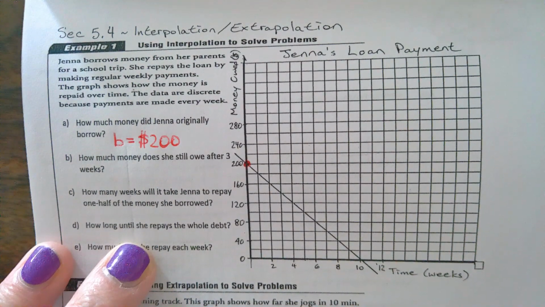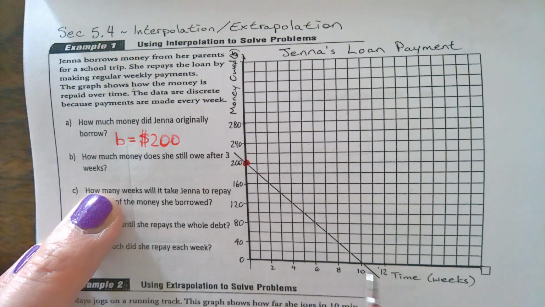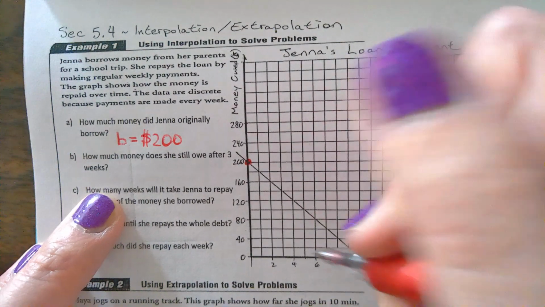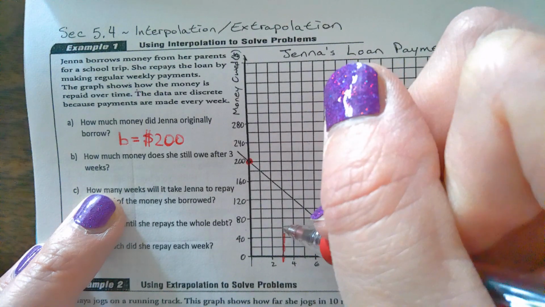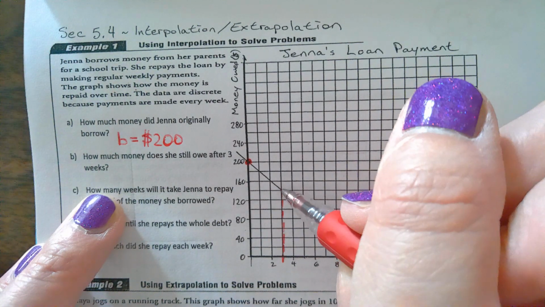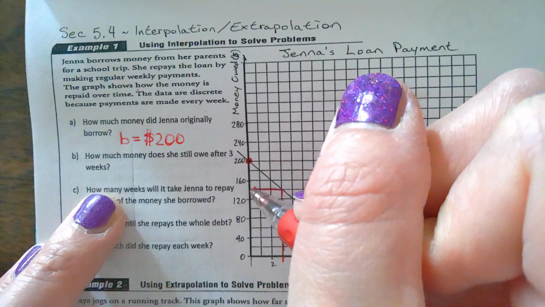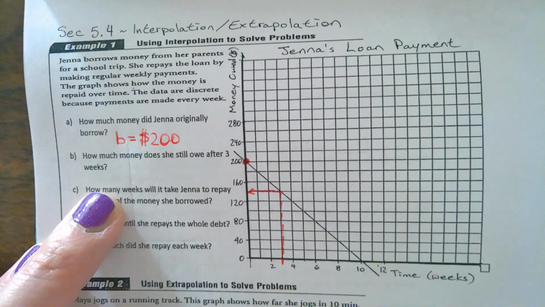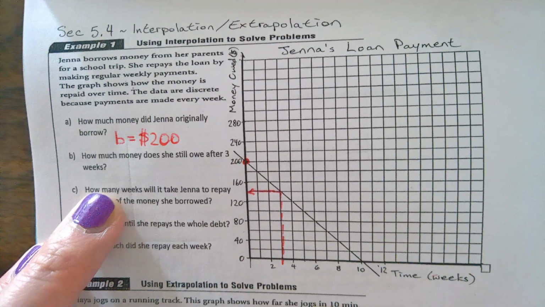How much money does she still owe after 3 weeks? If you take a look at your graph right here, weeks are on the bottom. So when you look at 3, you're gonna draw a dotted line, go to your graph and then go across, and that's gonna tell you your answer. Tomorrow's assignment, you have to show something like that too.